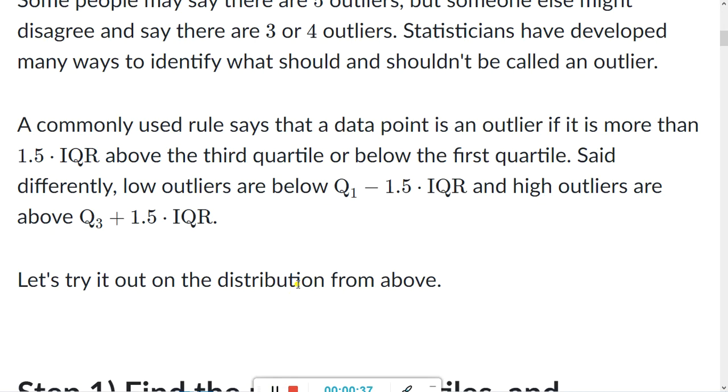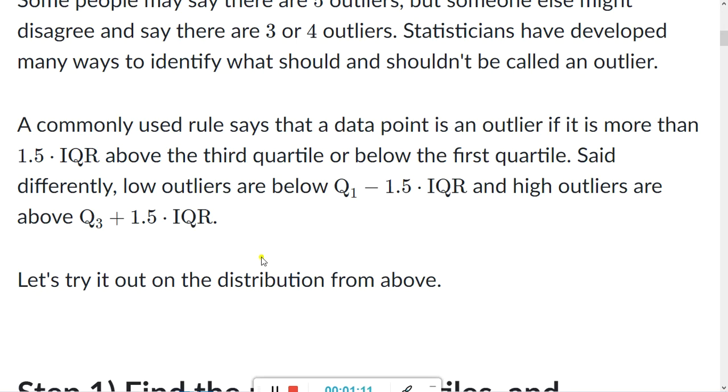I'll show you this in more detail in a moment, but the commonly used rule says that a data point is an outlier if it is more than 1.5 times the IQR above the third quartile or below the first quartile. In other words, the low outliers are below Q1 minus 1.5 times IQR, and the high outliers are above Q3 plus 1.5 times IQR.